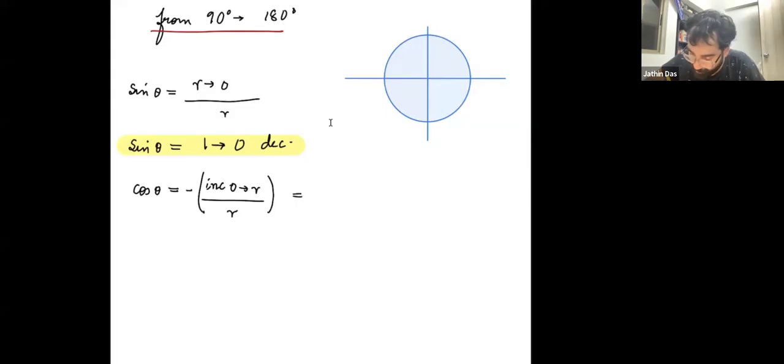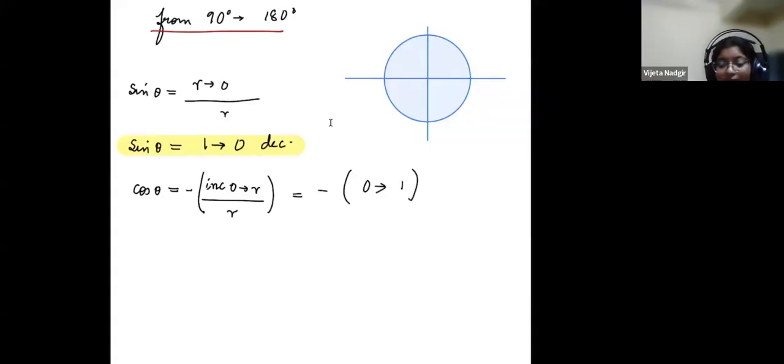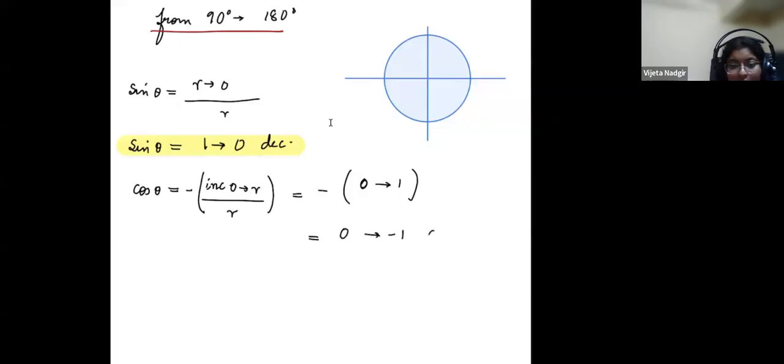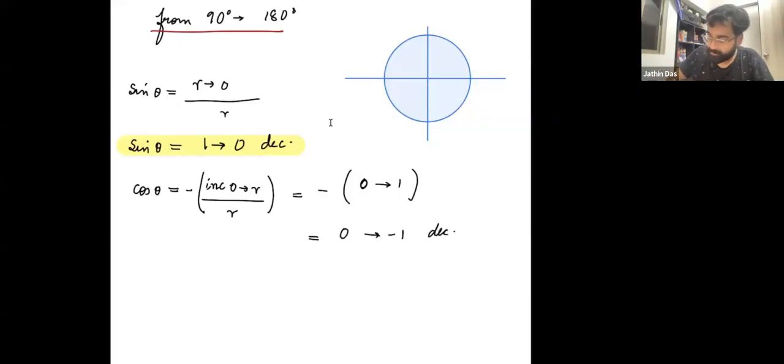Now minus, I'm still keeping it inside. Now 0 by r is 0, r by r is 1. Now just understand, when I multiply by minus, what will happen? 0 to minus 1, that is a decrease. So cos will decrease from 0 to minus 1. Is that clear? Or you can think like this also: negative of an increase means what? Decrease. Same thing. Clear? Now let us see tan.